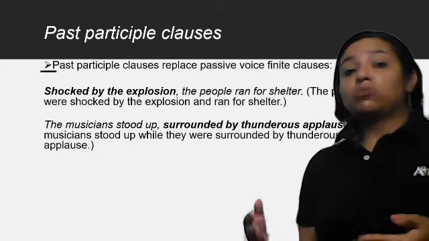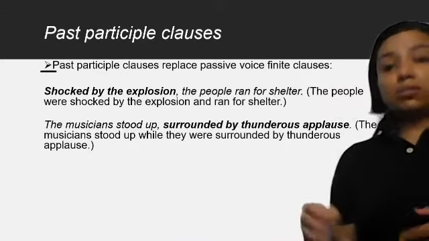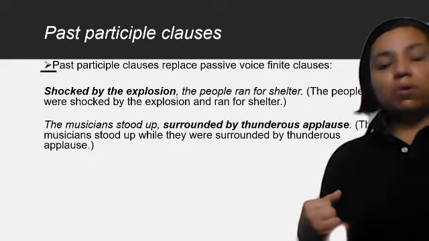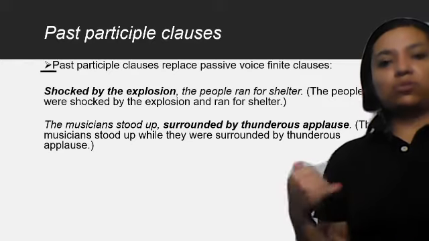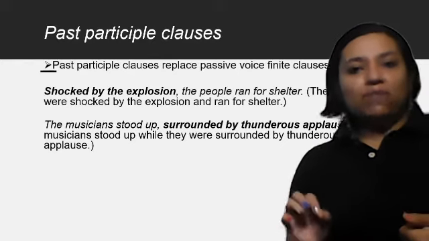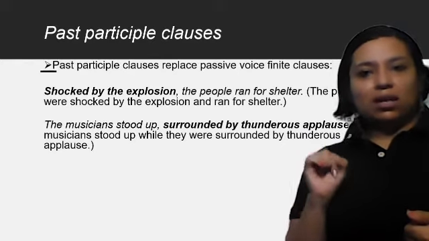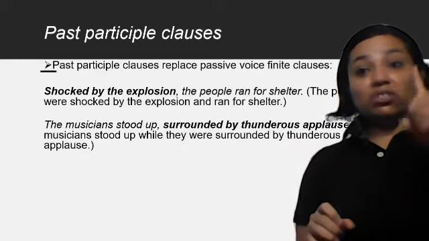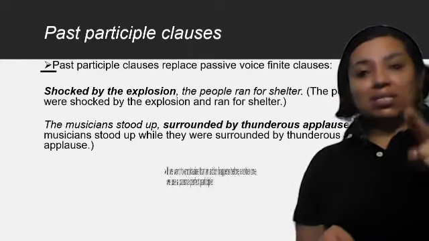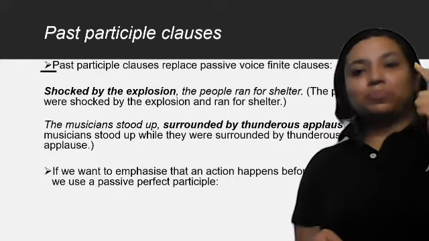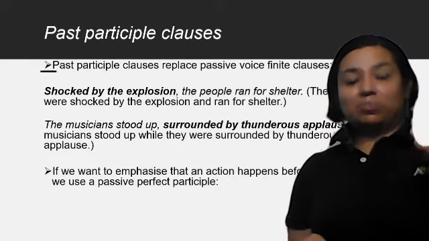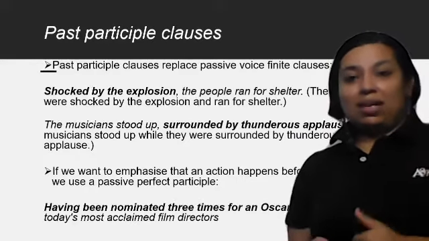The musicians stood up, surrounded by thunderous applause. They played their instruments, and then the people obviously clapped for them, and they had to stand up because they were clapping. If you have noticed in the three clauses, there has been a certain difference. The first one started with a gerund and then the complement. The second one had a participle and the complement. This one is participle, by, and the complement.